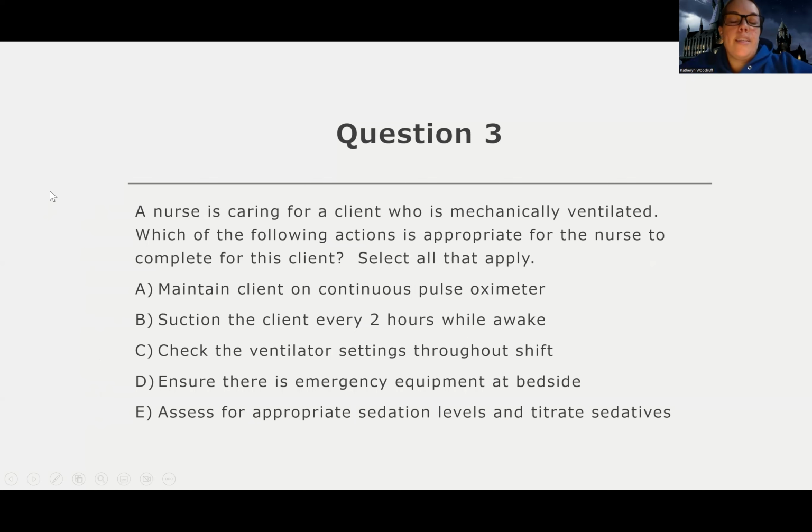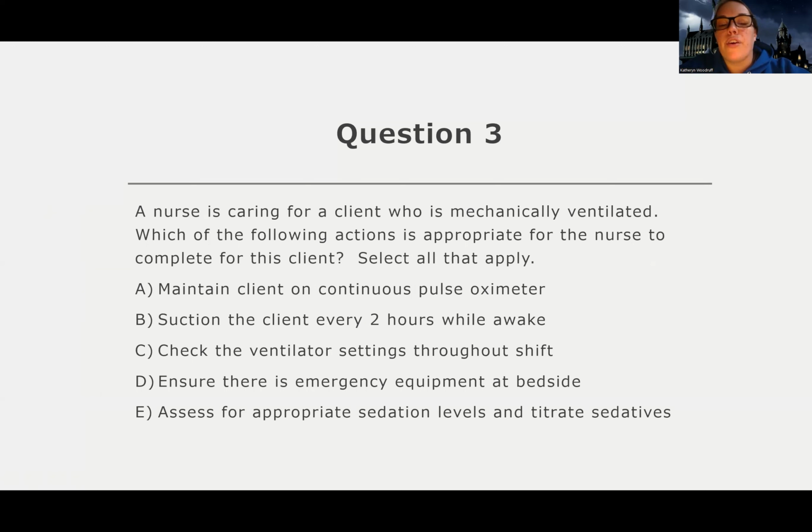All right, so a nurse is caring for a client who's mechanically ventilated. Which of the following actions is appropriate for the nurse to complete for this client? Select all that apply, your guys' favorite. So we like to do these as true, false, and go straight down. And most select all that apply are knowledge questions.